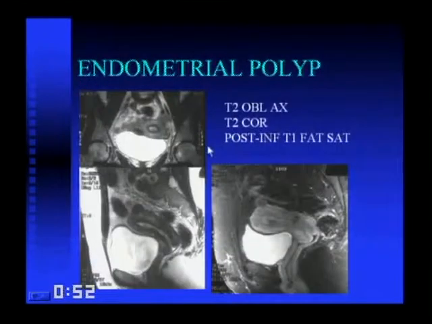This is an example of a small endometrial polyp picked up incidentally during a hunt for fibroids. Here's just a small little nodule along the anterior wall of the endometrium, and here you can see on post-infusion some slight differential enhancement there, and here's the fibroid exophytic right there.